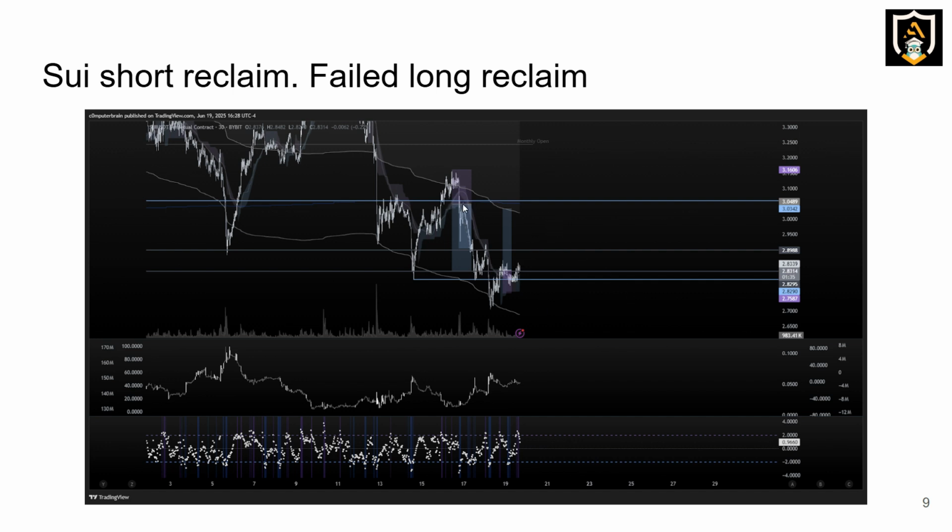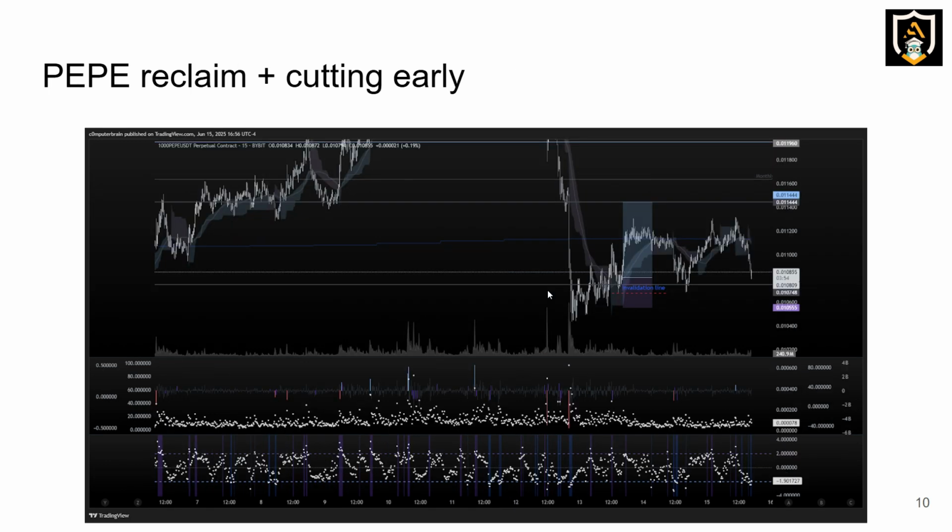So this was a great trade I took on the short side, and then actually on the long side, the same exact type of setup, right? Reclaim of a level, moving average flip, and this one actually didn't work out. So that was a loser. The short was a winner, but I think it's good to show winners and losers. Okay, Pepe reclaim, and then I cut it early as a winner, but I didn't get the target. So this is another good example.